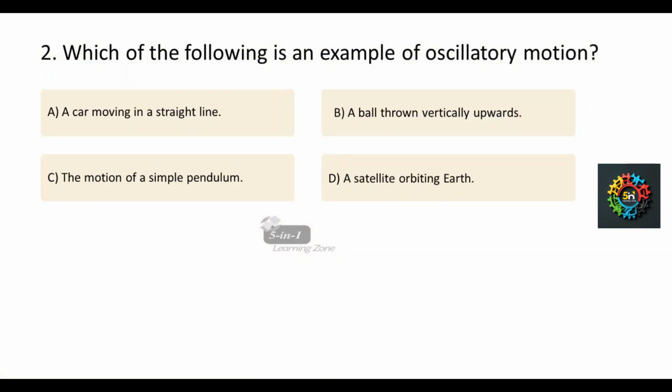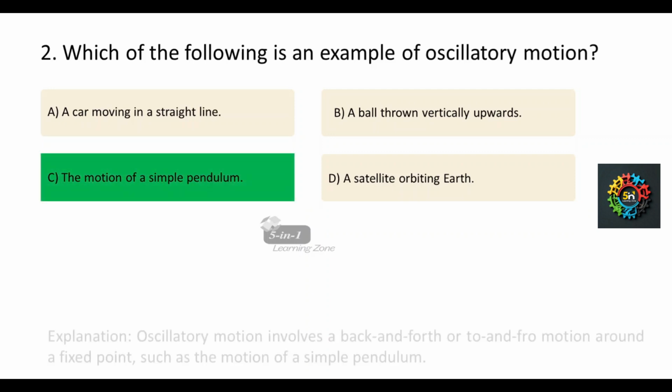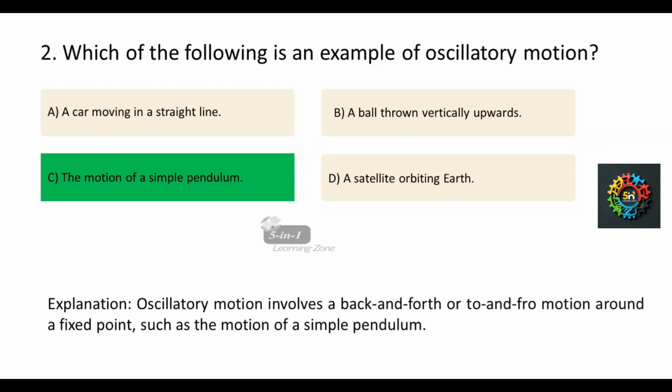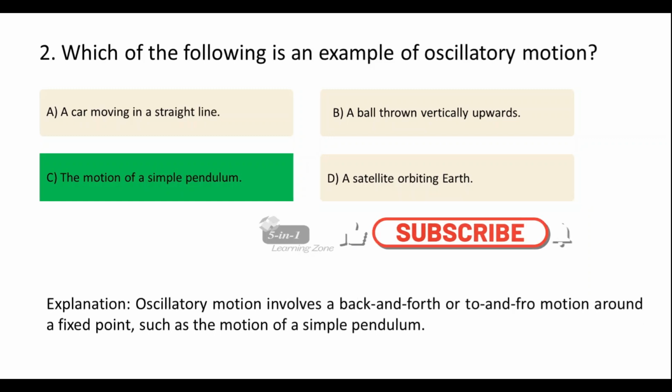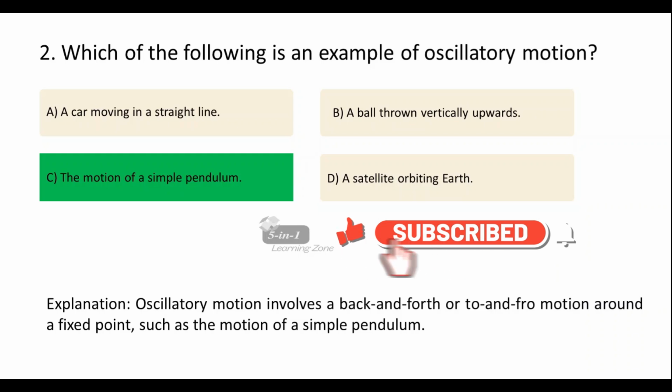2. Which of the following is an example of oscillatory motion? Answer. C. The motion of a simple pendulum. Explanation. Oscillatory motion involves a back and forth or to and fro motion around a fixed point, such as the motion of a simple pendulum.